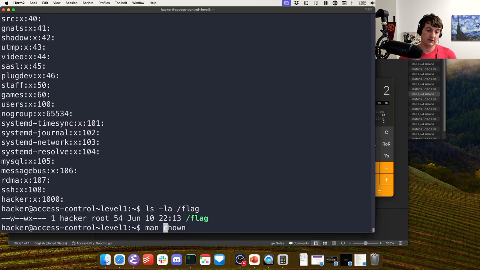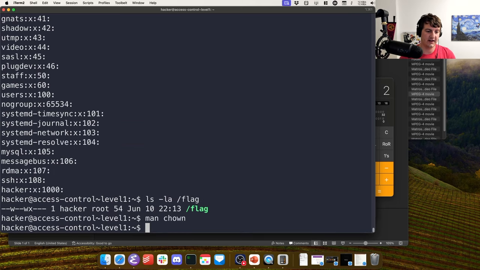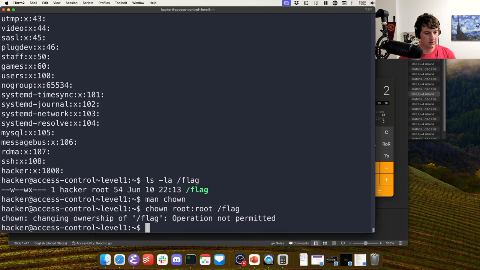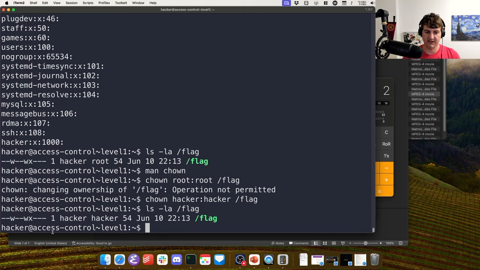chown changes the file owner and group. This is usable by root or by the owner of the file. So I can do something like root. Why can't I do that? Okay, I guess I don't fully understand the model, but here I was able to change the owner of the group from root to hacker, which maybe helps me do whatever I want to do.